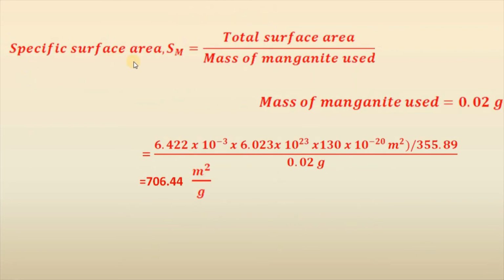Therefore, the specific surface area Sm equals total surface area divided by mass of manganite. In this experiment, mass of manganite used was 0.02 gram. Therefore, the specific surface area of manganite sample was found to be 706.44 meters square per gram.